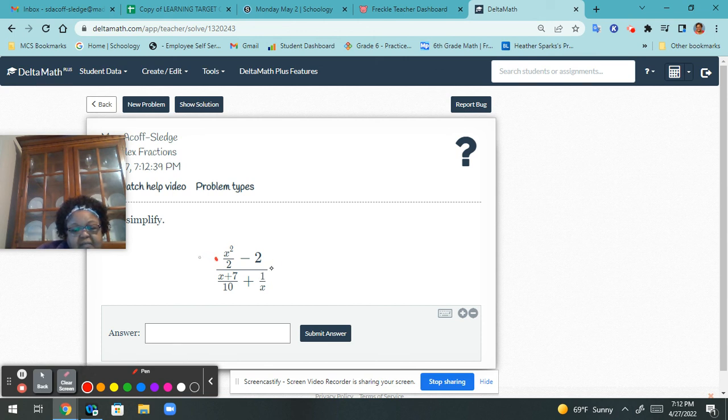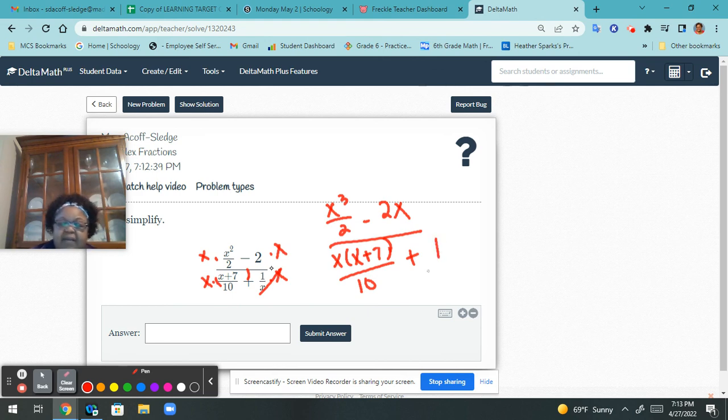So this is times x, times x, times x, times x. Okay, so this gives me x cubed over 2 minus 2x over x times x plus 7. I'm going to just leave it like that for right now, over 10. And then x over x is 1, plus 1. Now I'm going to multiply everything by 10. And I mean each term.